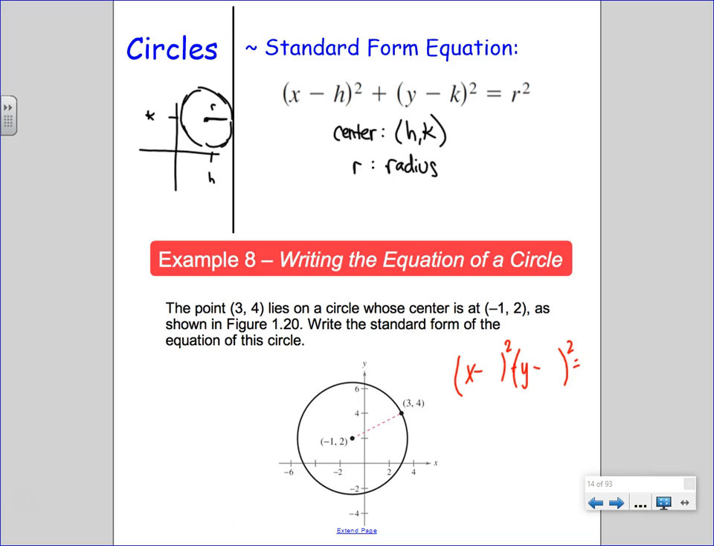What goes in the h spot? X minus negative 1, which is x plus 1. What goes in the k spot? 2. What goes in the r spot? So how do we find the radius? Solve using the distance formula.